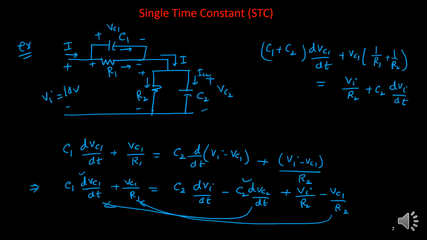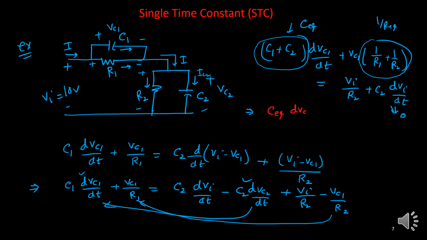Okay, so this one will give you one equivalent capacitance, C equivalent, and these two will give you one equivalent resistance, 1/R equivalent. Can I write this way? And if I consider it DC, then I can make it 0. So effectively, what is happening? This is your C equivalent times dVC1/dt plus this 1/R equivalent times VC1 equals VI/R2.